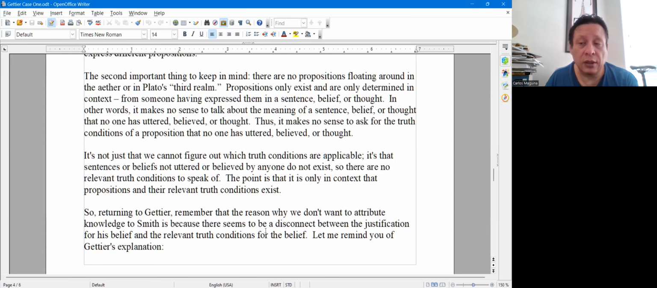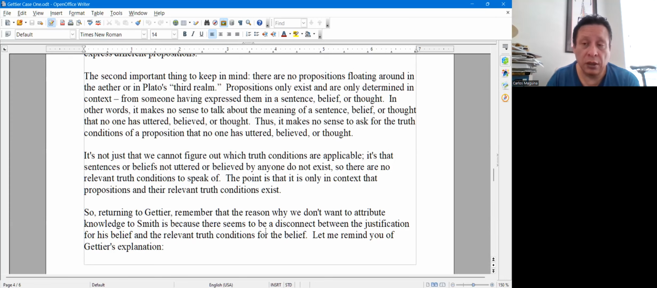So now, maybe I can do a better job of arguing for that point, but anyway, I'm going to move on. I think this is completely correct. Obviously, I think that, but okay. So returning to Gettier, remember that the reason why we don't want to attribute knowledge to Smith is because there seems to be a disconnect between his justification for his belief and the relevant truth conditions for the belief, right?